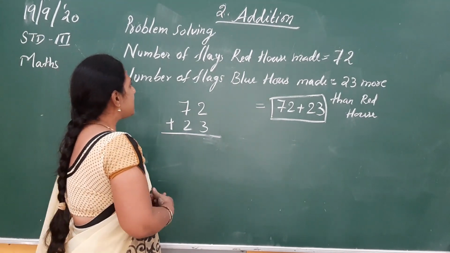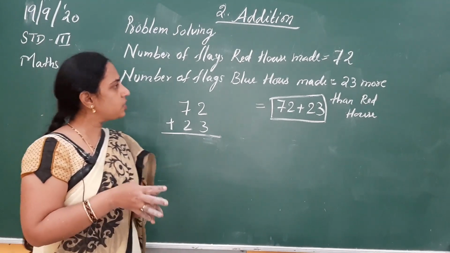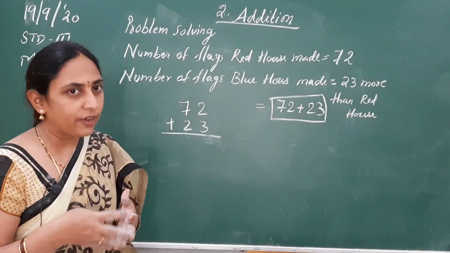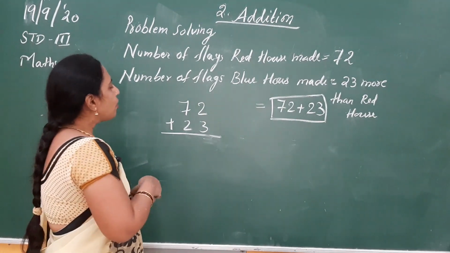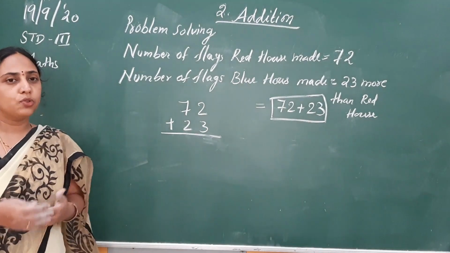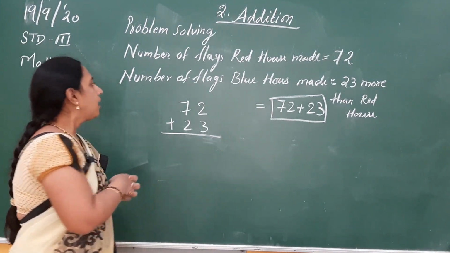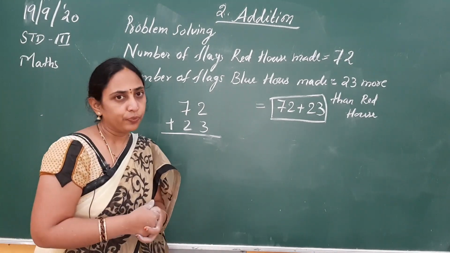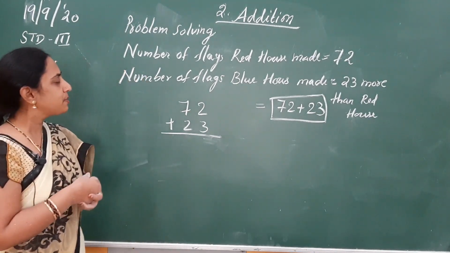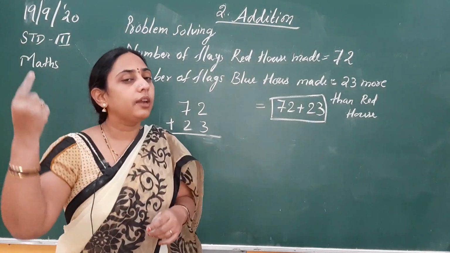Now the question is, maybe some competition, okay, to make the flags for Republic Day or Independence Day. So there are some houses, red house and blue house, okay. So the question is, red house has made 72 flags, okay, and blue house has made 23 more than the red house.